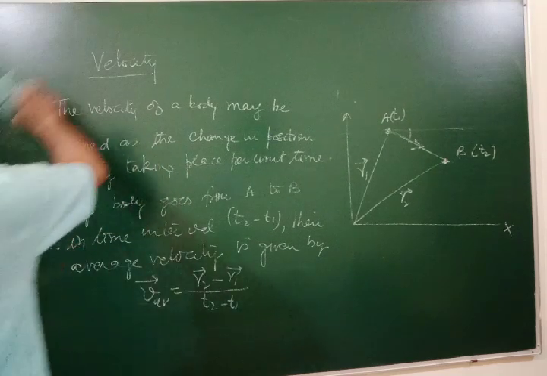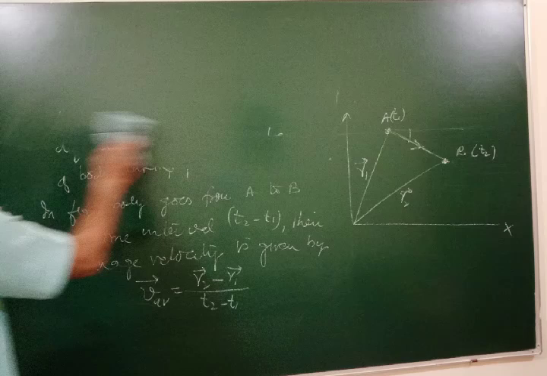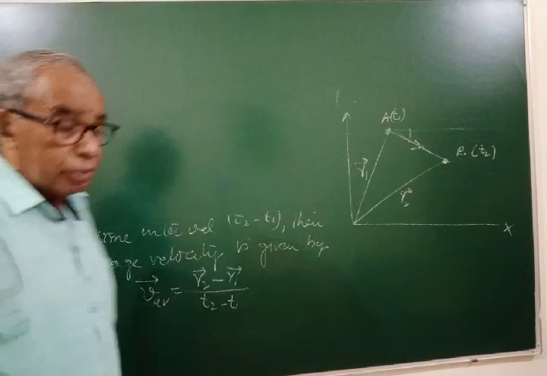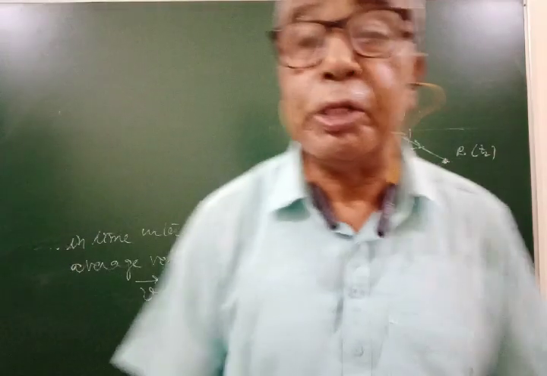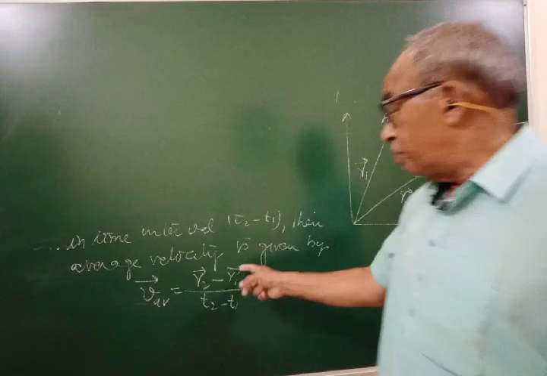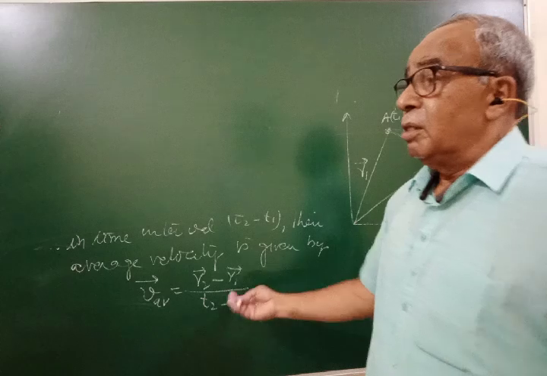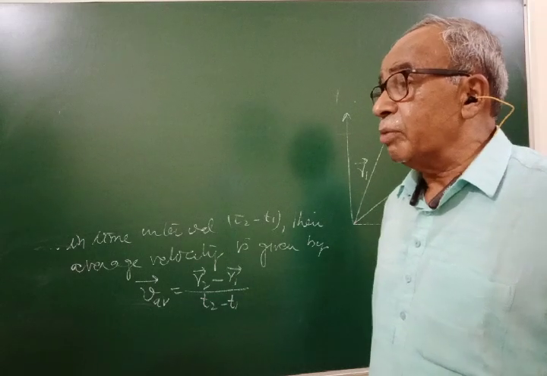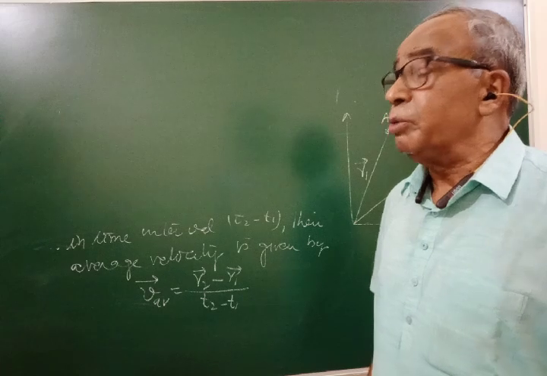Change in position of the body is R2 minus R1 in time interval T2 minus T1. Then change in position per unit time. Here it is per unit time. Why am I not writing T2 minus T1 upon R2 minus R1? Because it is change in position per unit time.